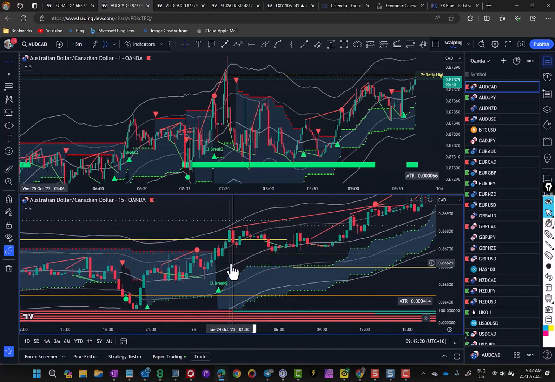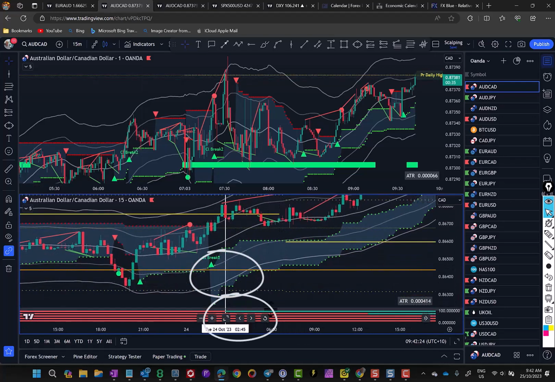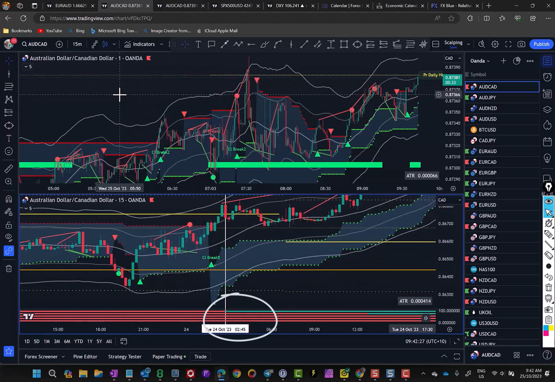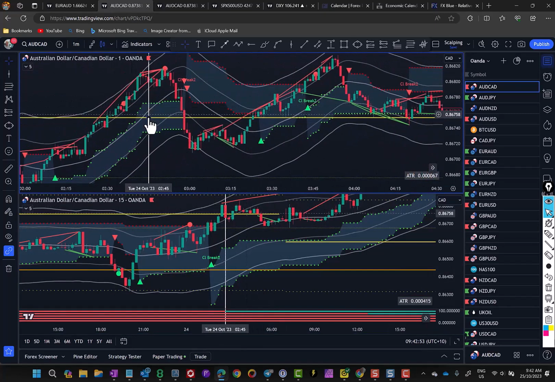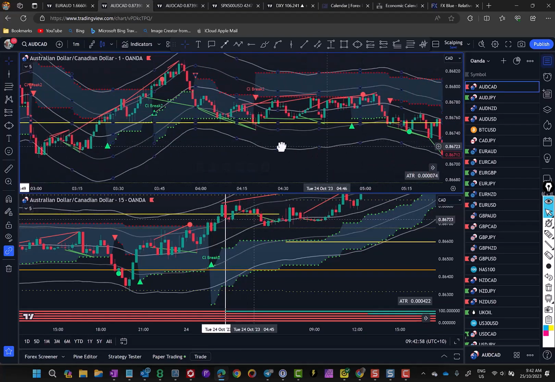Now, let's get in here and check these out. So this is our point of interest, the breakout of the cloud, and where this green bar kicks in. We're looking for green dots on the 1 minute. So back in time, here we are. That's our point of interest right here. Let's just see how these shape up.